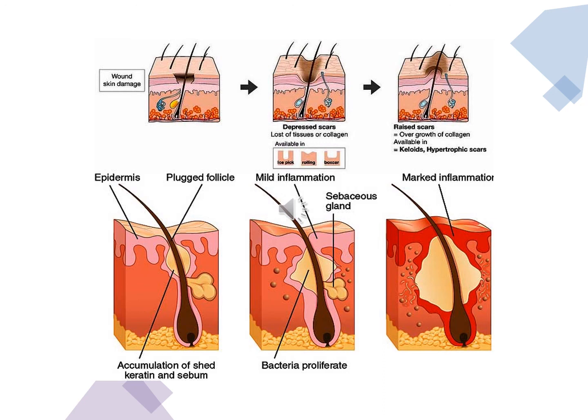Having a look at the third one, a raised scar starts to form. It forms basically from overgrowth of collagen. Then we come down to the bottom here, the accumulation of keratin and sebum, so a little bit of oil with the sebum there, and the keratin gives it nice strength. Looking at bacteria proliferating, we get rid of those by forming the scab, and then we get that marked inflammation, and then it goes on from there.